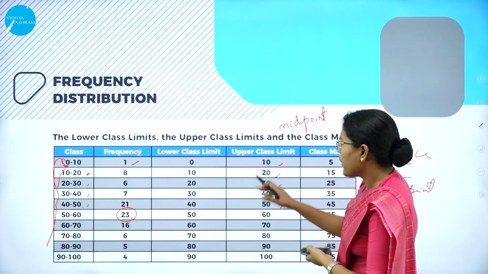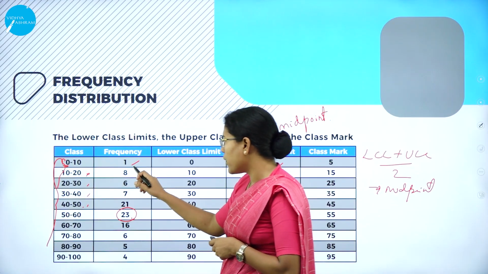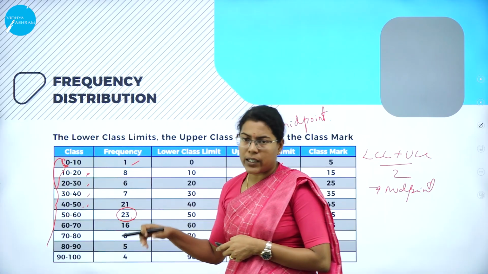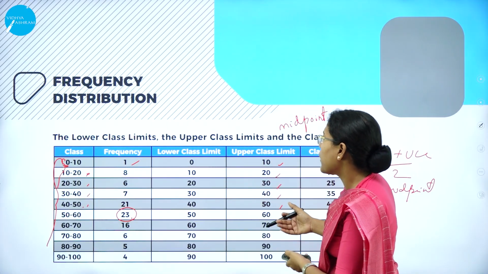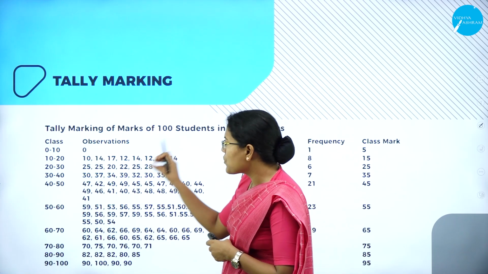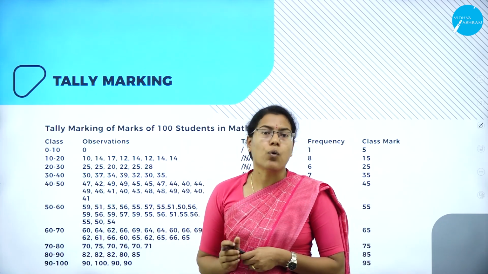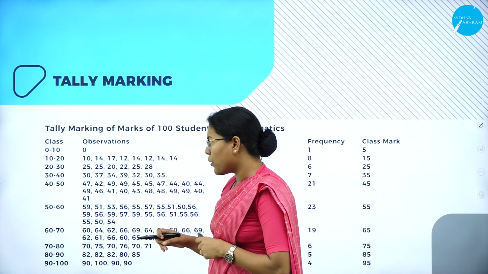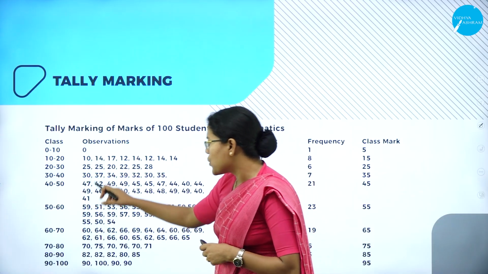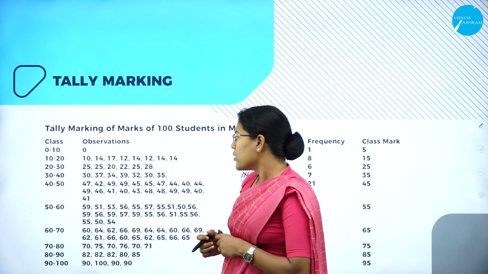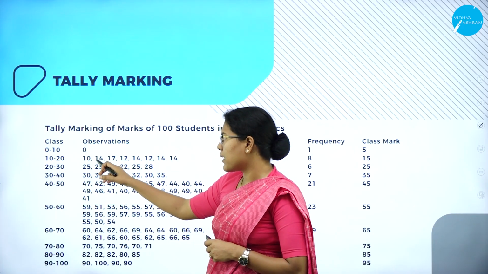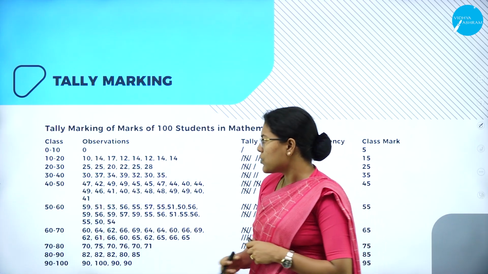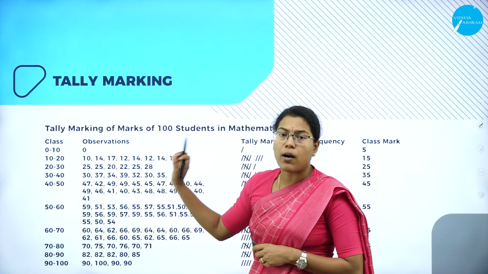In the previous frequency distribution table, there is one student who has scored from 0 to 10, and 8 students who have scored 10 to 20. The same thing here in tally marking, we are going to record the actual numbers or the marks scored between 0 to 10 and 10 to 20, like that. So here one has scored 0. Here we write the actual marks. These are the observations. From 10 to 20, there are marks like 10, 14, 17, 12, 14, 12, 14, 14, like that. So we record what those marks are.